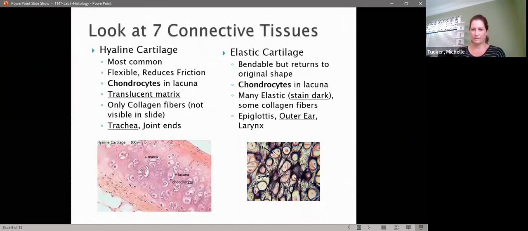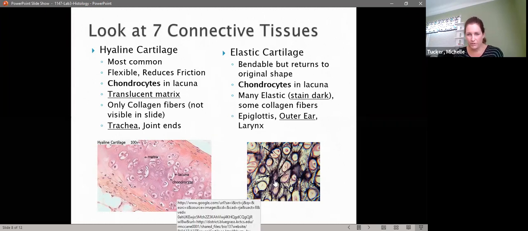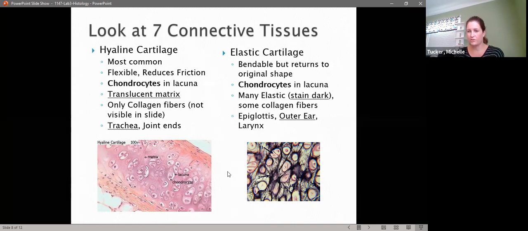Okay, so it's the same thing on the elastic. Numbers on the elastic cartilage slide, there's a 1 and a 2. On the elastic cartilage slide, 1 is showing the chondrocytes, and 2 is showing the elastic fiber. Are there any other questions on these?